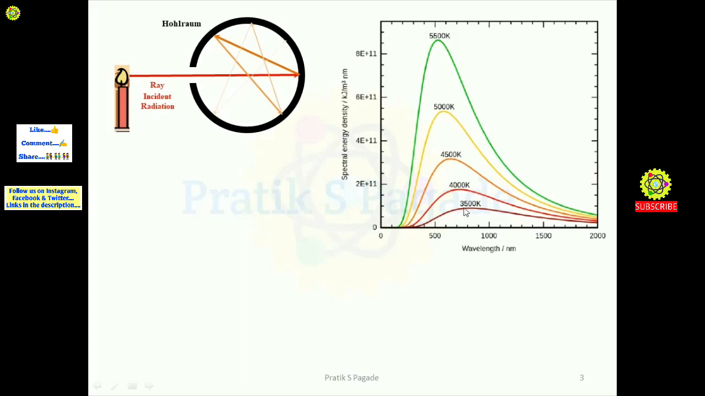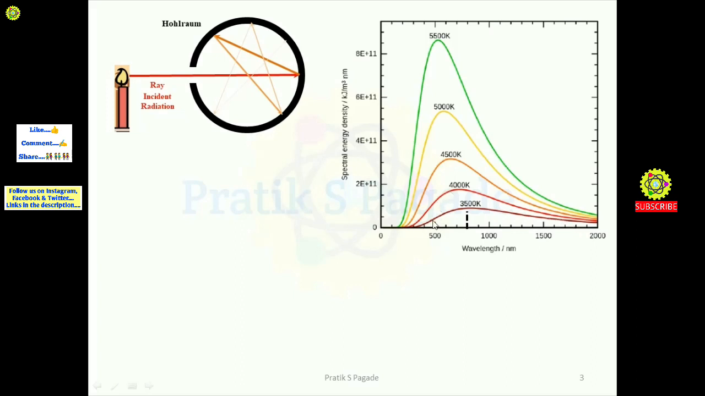See, at 3500 Kelvin, this is the 3500 Kelvin temperature line. As the wavelength increases, the spectral energy increases, and at some point this spectral energy is maximum. At this wavelength, the spectral energy is maximum. After that, as the wavelength increases, the spectral energy decreases, as you can see here.